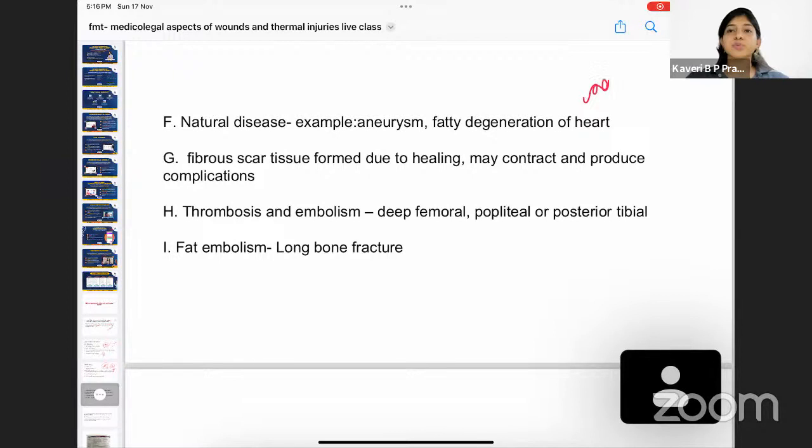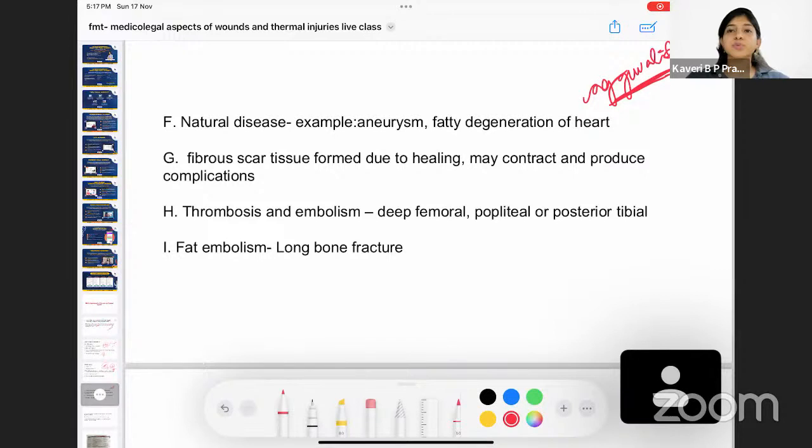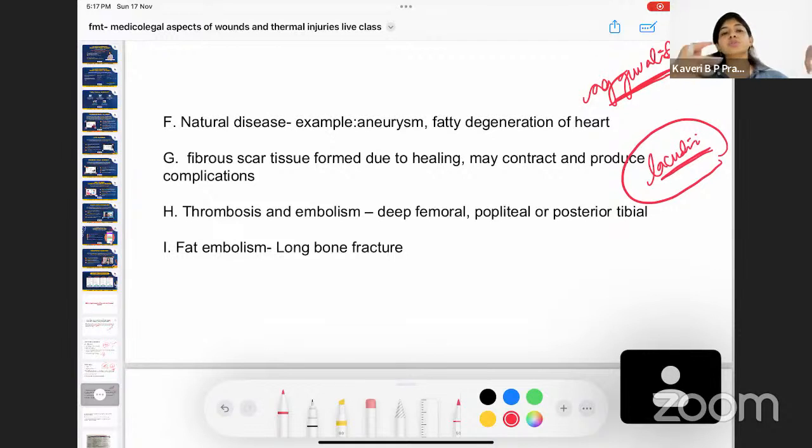And it can contract and produce complications. For example, if there is a big injury, for example, a laceration in the arm, whenever it is going to heal, it is going to produce a contraction around the arm. So when there is contraction, if the fibrous scar that is formed is too tight, it might press upon the muscles and the nerves that are there and hamper the functioning of the arm. This way, a fibrous scar might produce contractions and cause further damage.